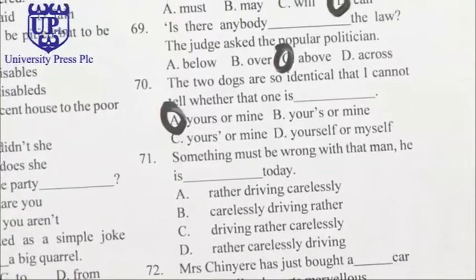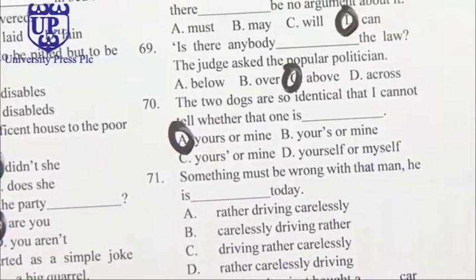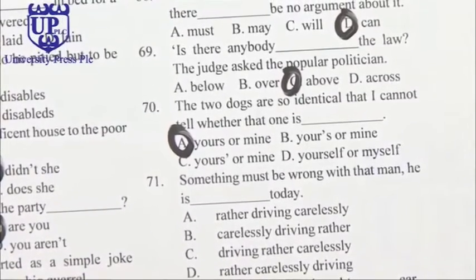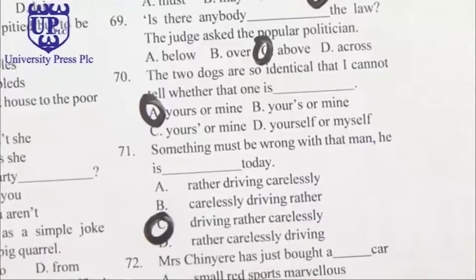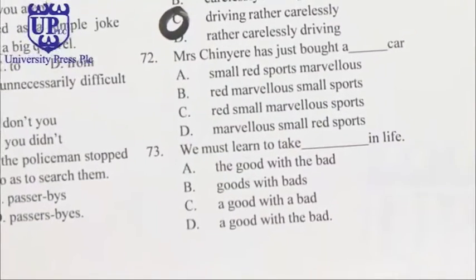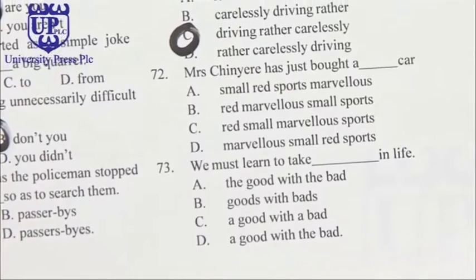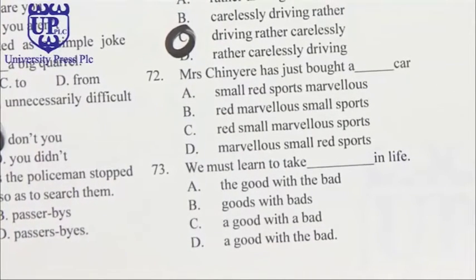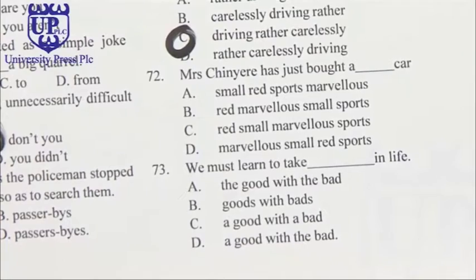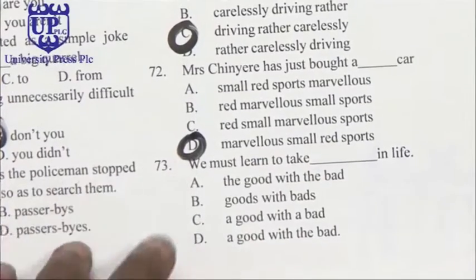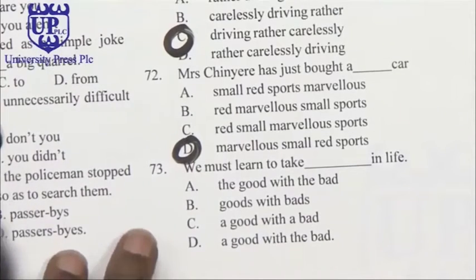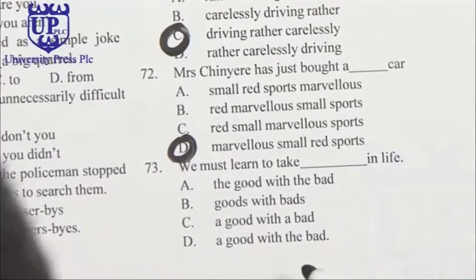71. Something must be wrong with that man. He is dashed today. He is driving rather carelessly. That is C, driving rather carelessly today. Mrs. Chinyere has just bought a what? Sports car. A marvelous small red sports car. We must learn to dash that in life. To do what? To take the good and the bad. Now, to take the good with the bad. The good with the bad.